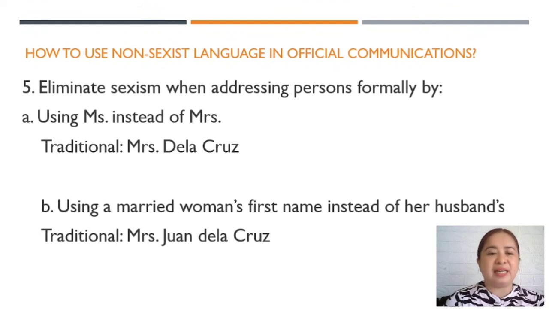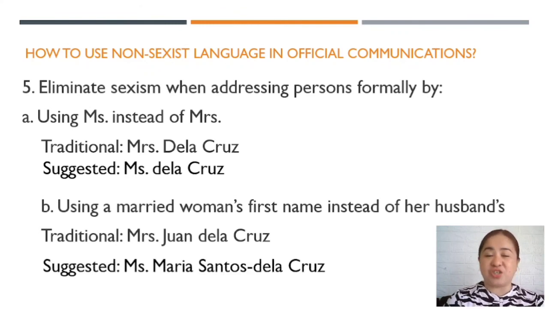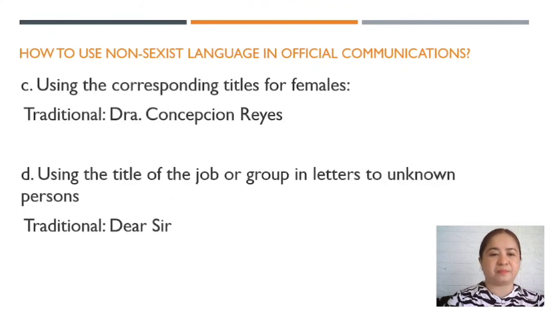Number 5, eliminate sexism when addressing persons formally by A, using Miss instead of Mrs. Traditional: Mrs. de la Cruz. Suggested: Miss de la Cruz. B, using a married woman's first name instead of her husband's. Traditional: Mrs. Juan de la Cruz. Suggested: Miss Maria Santos de la Cruz.